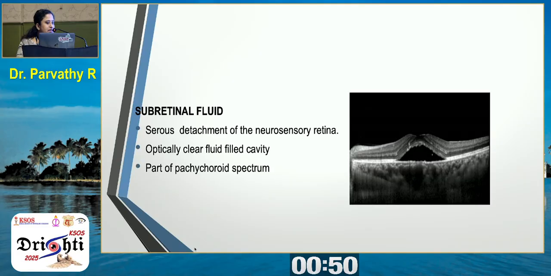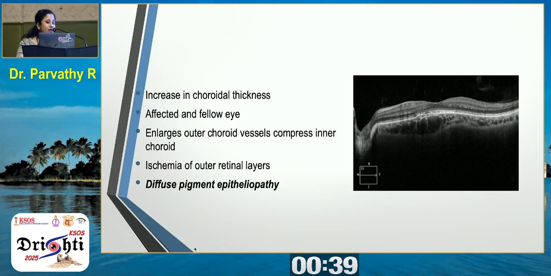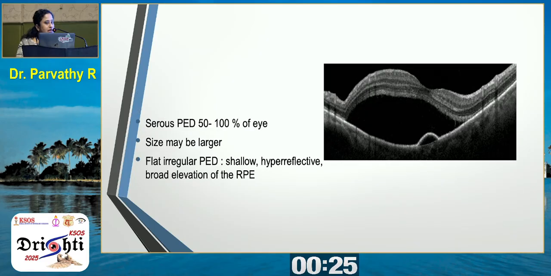Next, we have CSCR, which is the serous detachment of neurosensory retina, and is characterized by presence of an optically clear fluid-filled cavity. It is considered to be a part of the pachychoroid spectrum, in which the choroid vessels are dilated in both affected and fellow eye, and these enlarged vessels can compress the choriocapillaris, and ischemia of outer retinal layers occurs, resulting in diffuse pigment epitheliopathy, which can later lead to CSCR.